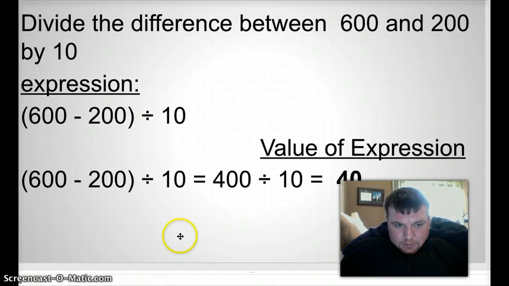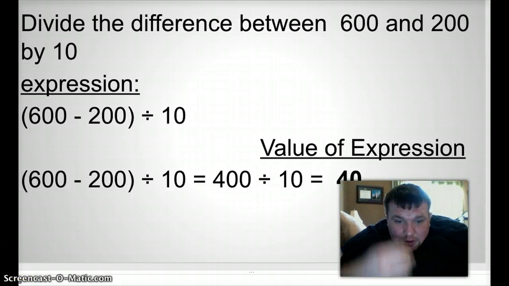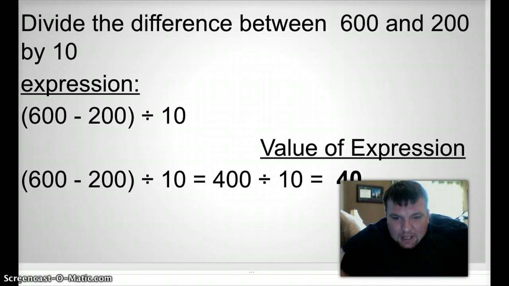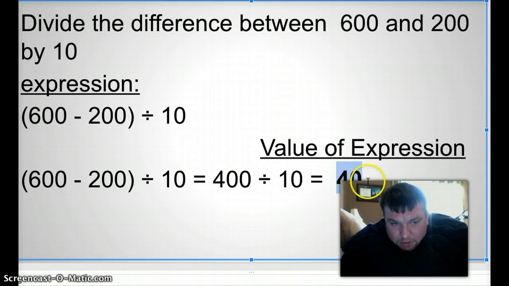Well, here it is. You should have (600 minus 200) divided by 10 equals 400 divided by 10, which would be 40. This bold number right here is the value. The bold numbers over here are the value of the expression. Try a different one.